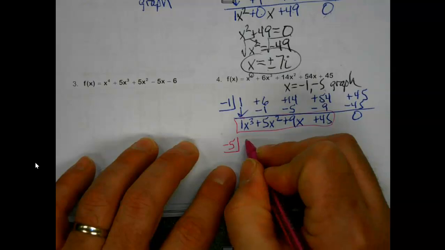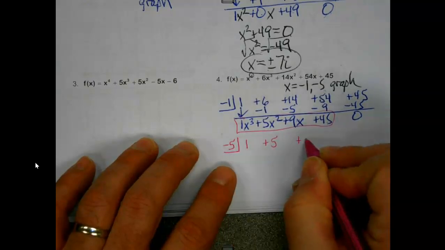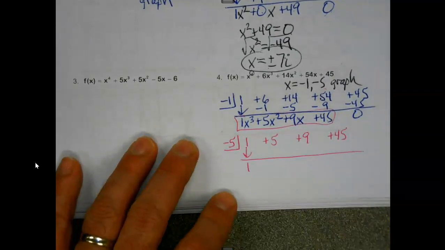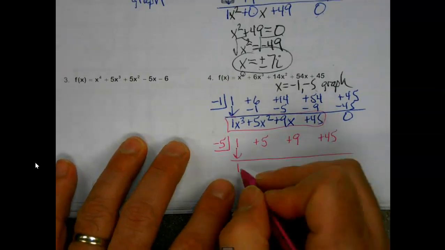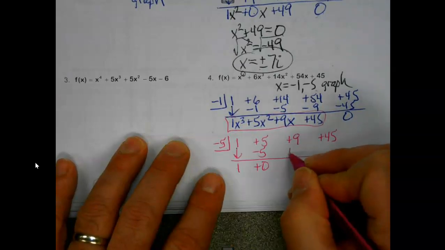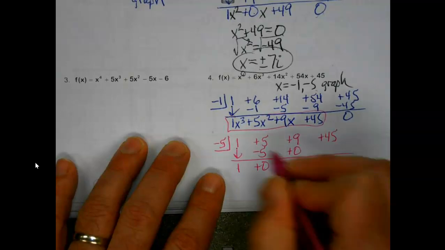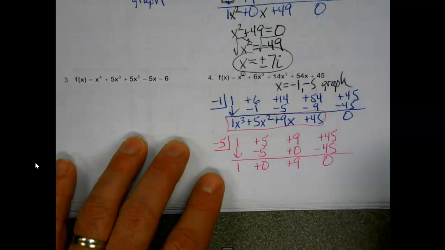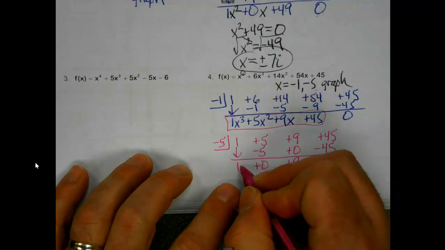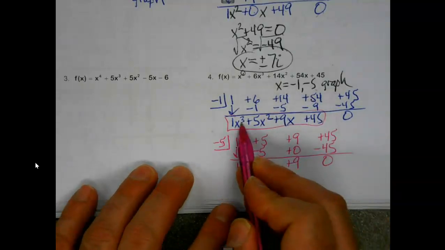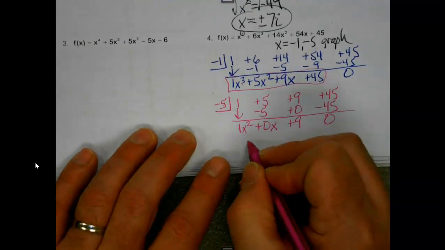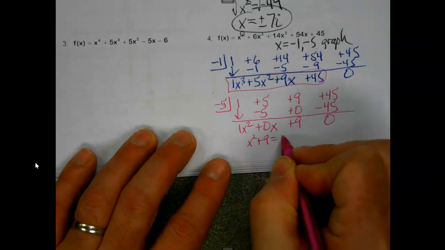3, 2, 1, 0. So 1, 5, 9, 45. First term on down. Multiply, add, multiply, and add. Okay. Got the 0 again. X squared, because now we're going down 1 from this one. X, my constant. Now we are down to a quadratic.